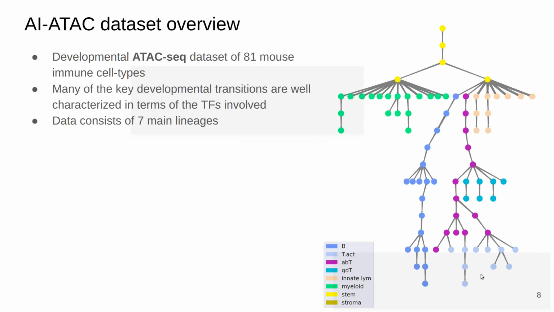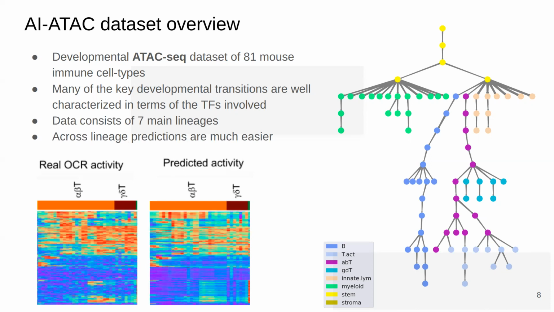So the data consists of 7 main lineages. And the cross-lineage prediction is much, much easier than predicting the variation between cell types within a lineage. This was actually already pointed out in the original AI tag paper, where you can see the real OCR activity has some variation within lineages that now, looking here, becomes quite washed out in the prediction space. So most of our experiments are going to be done in this 7 lineage setting.